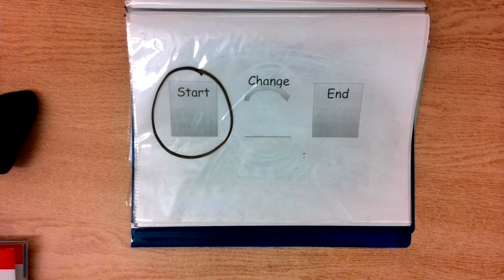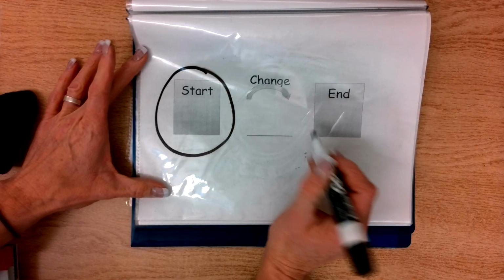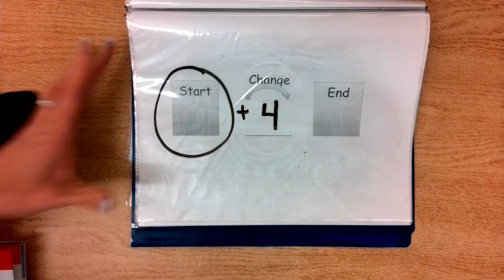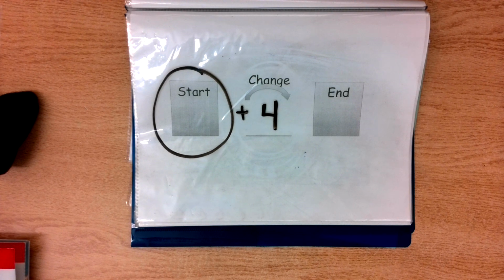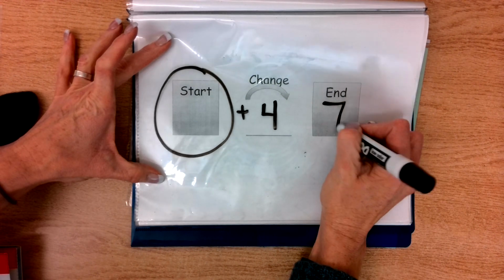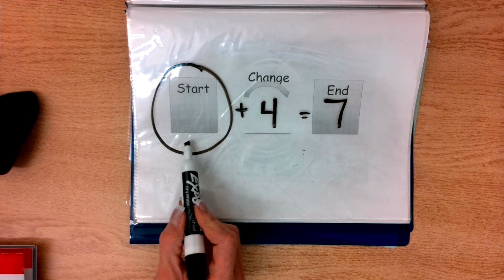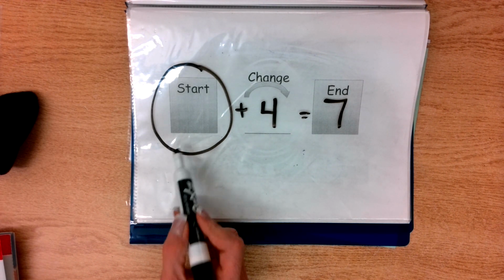Then she dropped 4 more. Remember, the word more means to add. So 4 more. She dropped 7 pennies in all. So there's 7, so equals 7. So I have to figure out how many pennies she dropped in at the beginning.